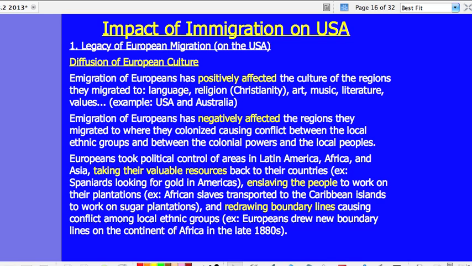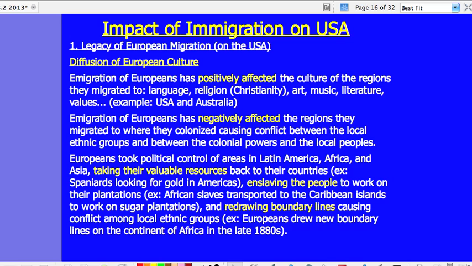So Europeans took political control of areas in Latin America, Africa, and Asia. They took their valuable resources back to their countries. Spaniards were looking for gold in the Americas. Europeans were looking for all sorts of resources in Africa, including slaves. They also enslaved the people to work on their plantations. African slaves were transported to Caribbean islands to work on sugar plantations, transported to Brazil, transported to the United States to work for them for free.